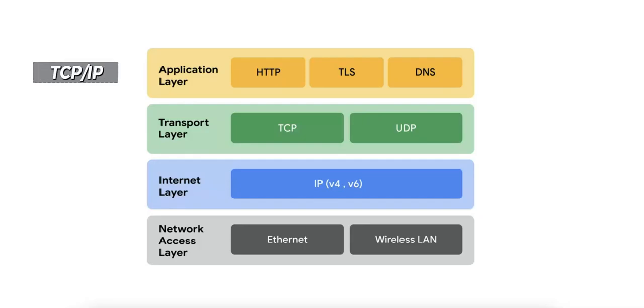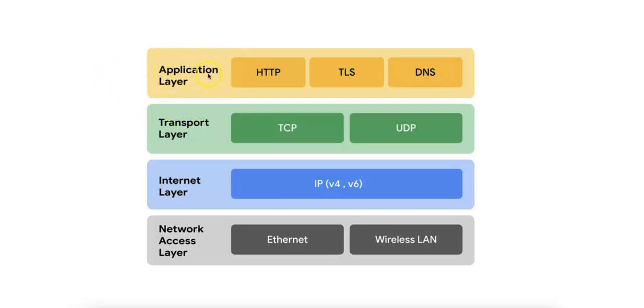The TCP/IP, or Transmission Control Protocol, Internet Protocol model is the foundation of modern Internet communication, and it's divided into 4 layers, each responsible for specific networking functions. Let's explain each layer and its protocols. The first layer is the application layer.